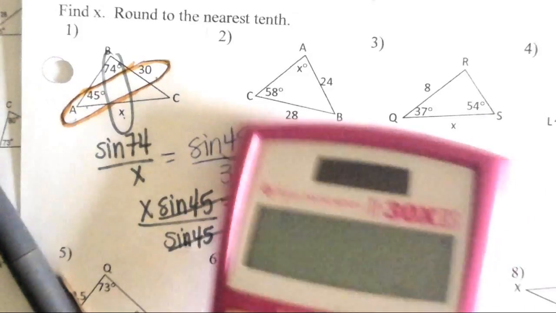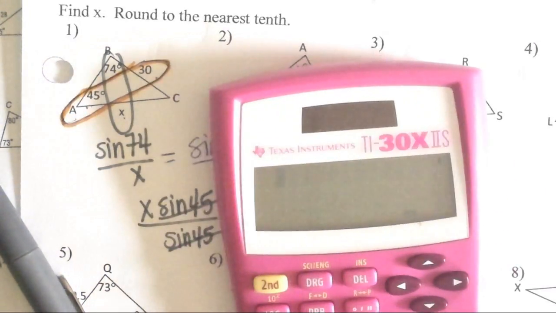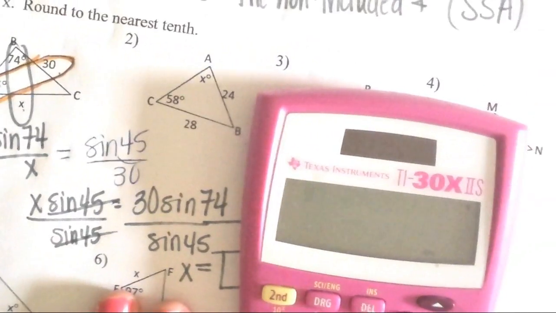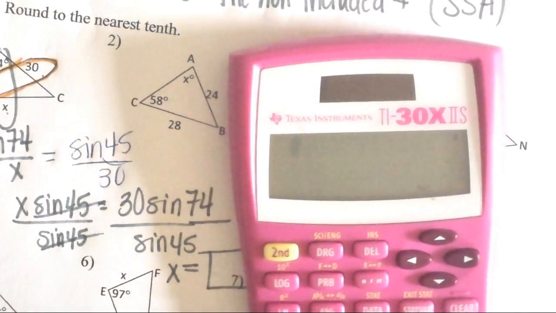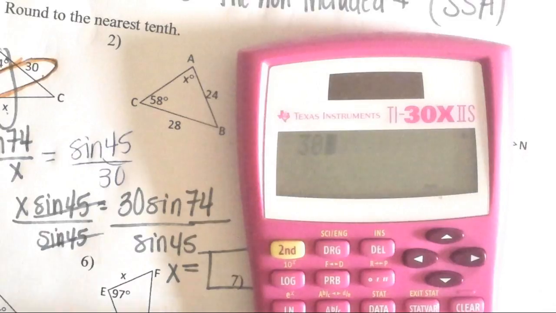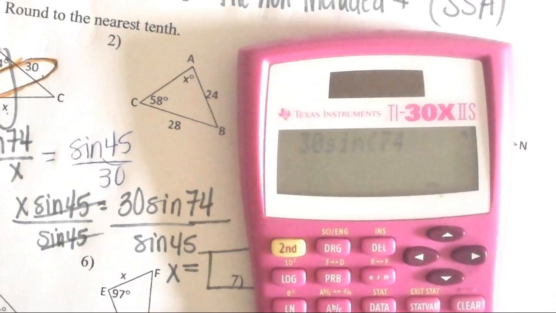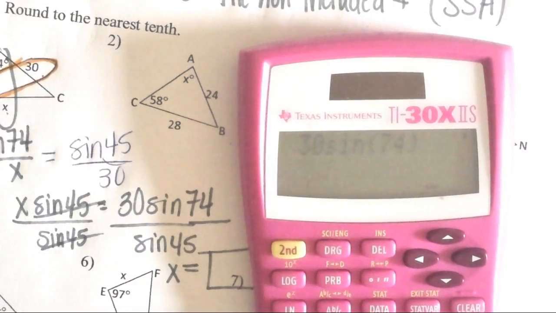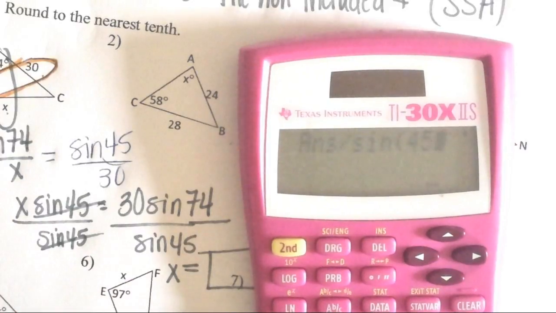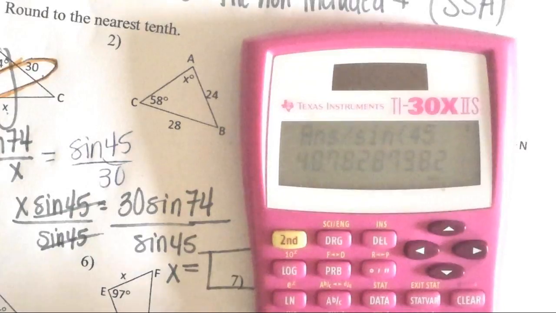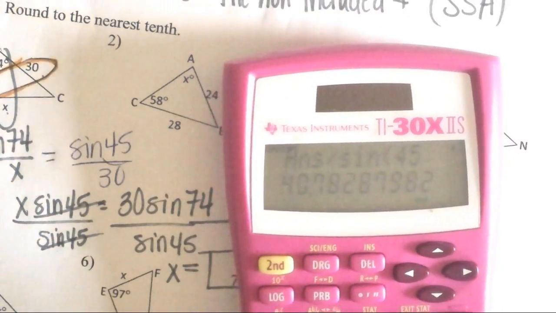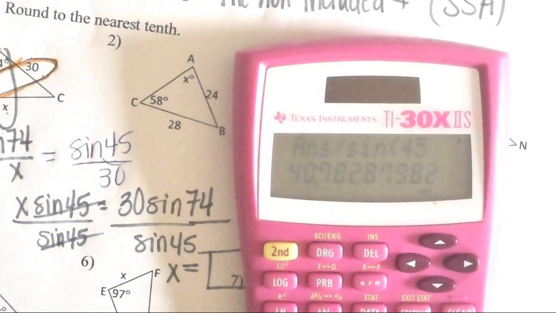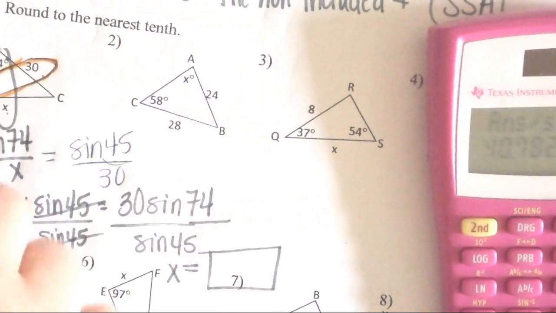So Katie has 2 options. She can either type in just the numerator. Let me see if I can get it both at the same time. Type in just the numerator. So 30 sine 74. Just that all by itself. Press enter. And then divide by sine 45. If you do that, you get 40.78. And if I round that, I'm going to say that's 40.8. So I got 40.8.